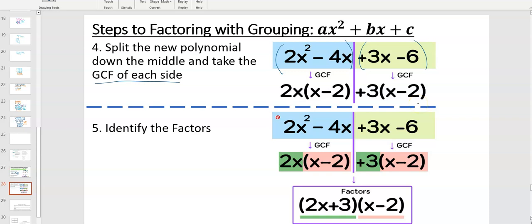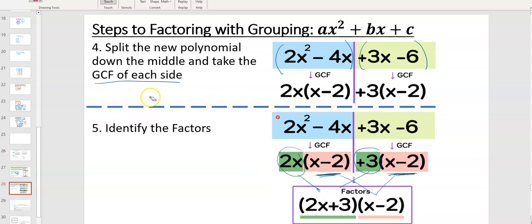Now we're going to identify those factors. We are taking these GCFs right here. That becomes one of my factors. And then the things that are left over, notice that this is the same. You should be getting the same thing left over in parentheses, and that becomes your second term. And you're done. If you had factored out something in the beginning, it would go over here in front, but we didn't have anything factored, so we're not going to do that.